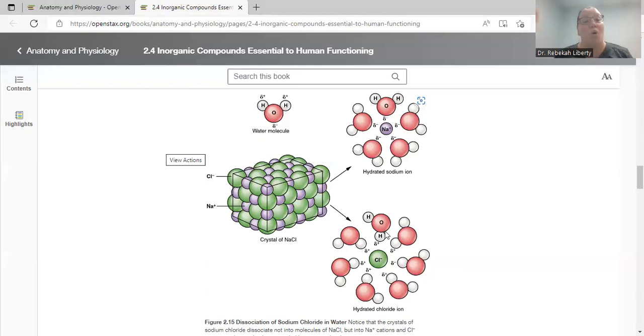Water has poles. It has a sort of positive and a sort of negative end, and it likes to hang out with things that are charged because it can interact, right? It's like a magnet working with a refrigerator. I can't stick a magnet on the wall of my office because the magnet and the drywall aren't going to interact with each other. But if I stick a magnet on my refrigerator, it sticks, it interacts because it's magnetic and metal. Okay, so ions and water love each other.